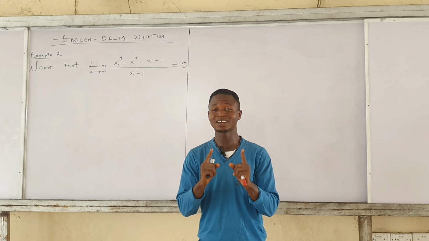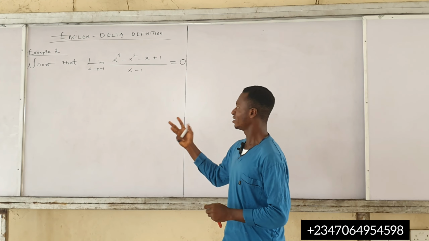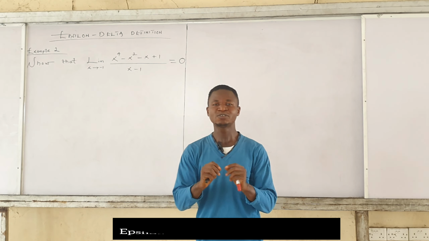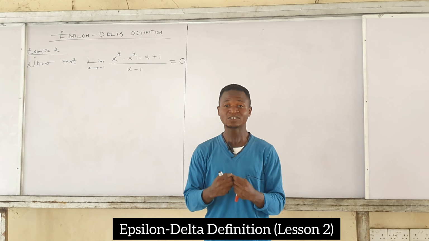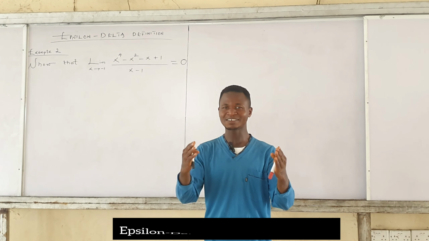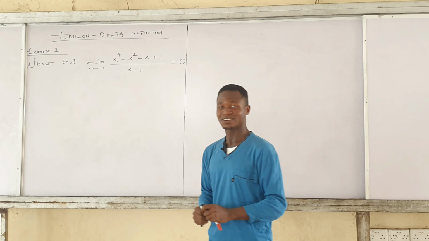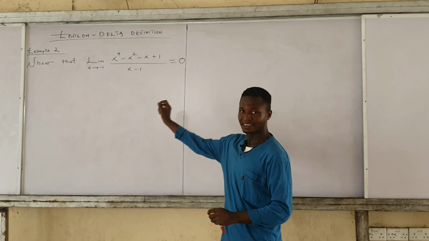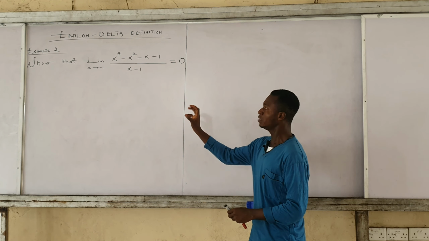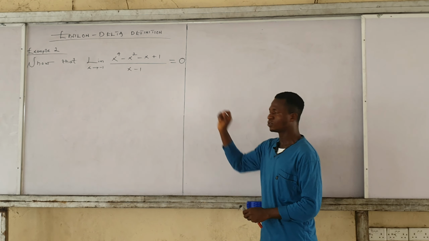Today we are going to be looking at, once again, the epsilon delta definition. And remember, the epsilon delta definition is just what we can use to show that the limit of a function does exist, or to test the validity of the limit of a function. So we are going to be looking at this example, and it says show that the limit of that quotient function is equal to 0.